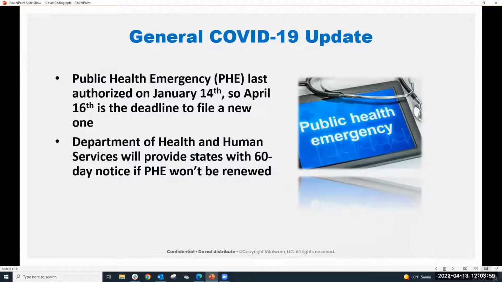So first of all, just a general COVID update. The public health emergency was last authorized on January 14th. So April 16th is the deadline for them to file a new public health emergency. There was a letter that was written to the state governors stating that they will give a 60-day notice if the PHE won't be renewed. So just keep an eye out for that. We are expecting it to be renewed to allow for the flexibilities and waivers to continue, since we are still dealing with Omicron.